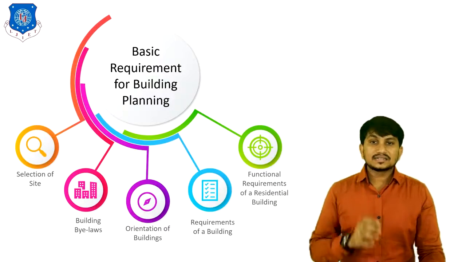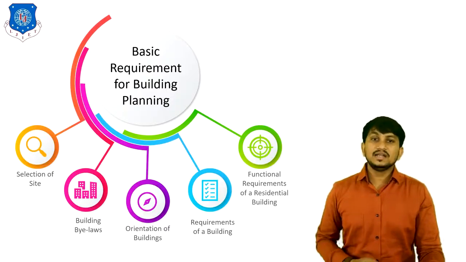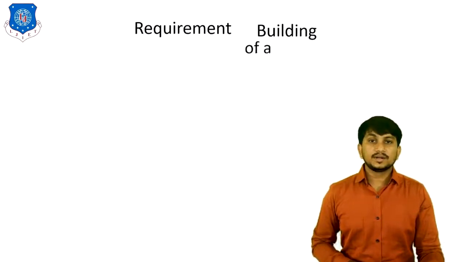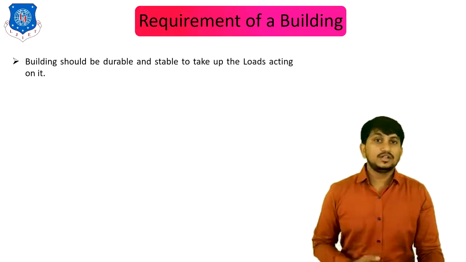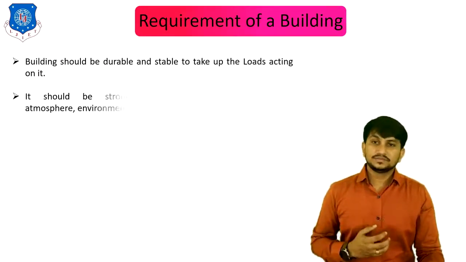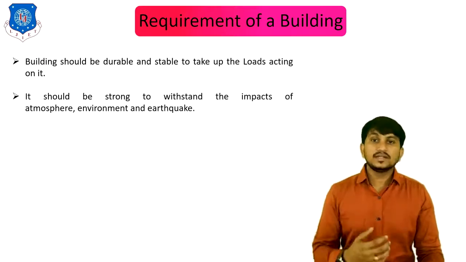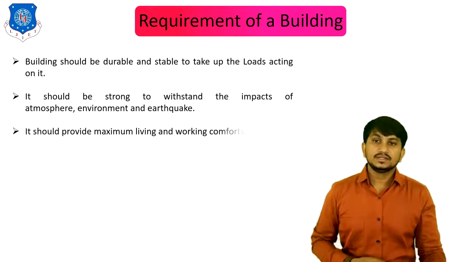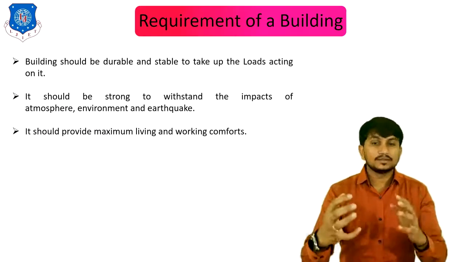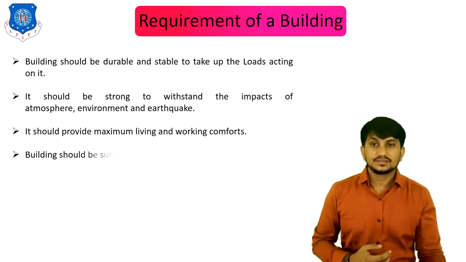Now let's understand the fourth requirement for building planning: the number of requirements of a building. The building should be durable and stable to take the loads acting on it. It should be strong to withstand the impacts of atmosphere, environment and earthquake. It should provide maximum living and working comforts.